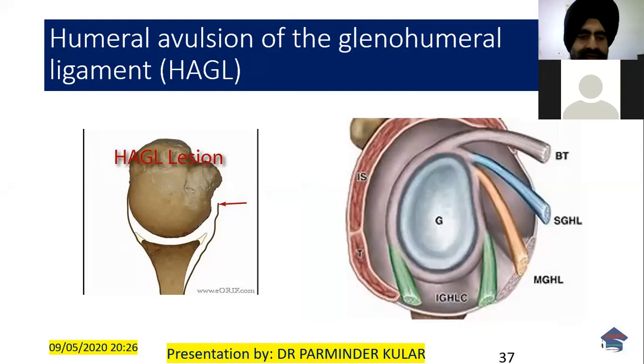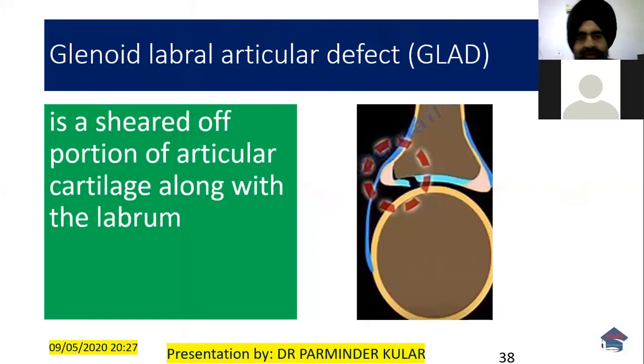It is a humeral avulsion of the glenohumeral ligament. Again, it has to be addressed properly if we need to prevent the redislocation. So we call it the HAGL lesion. So what else? Our list is not complete yet.